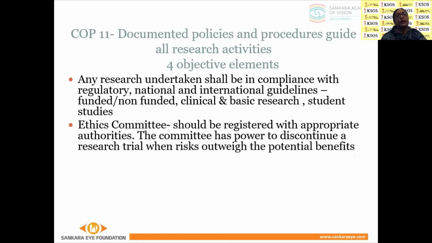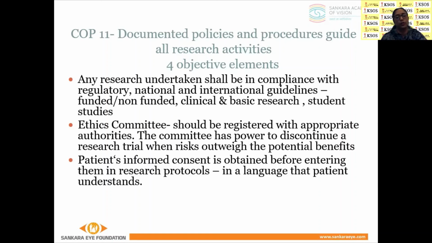So the ethics committee should be available. They should be registered with appropriate authorities, and the committee has power to discontinue a research trial when the risks outweigh the potential benefits to the patient. And the patient's informed consent should be obtained before entering them into the research protocols, and this should be in a language that the patient understands.